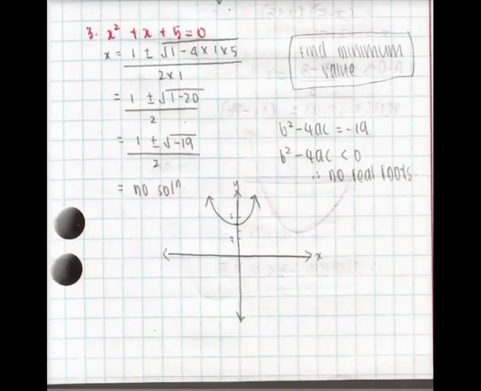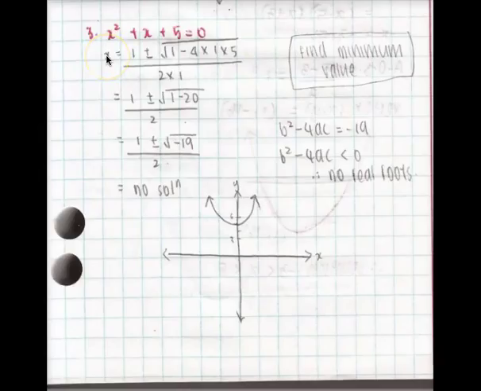It's our third example, and it's x squared plus x plus 5. Now if you try and factorize that, looking for factors of positive 5 that add up to positive 1, you're not going to find any. But we still need to check with the quadratic formula if we have roots to this equation or not.